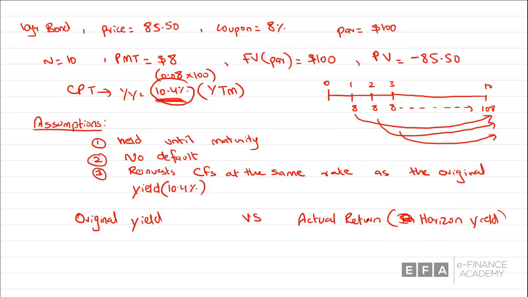Now, how do we calculate the actual return? Well, we have already calculated the original yield that the investor expects based on what we have on the first day. So how do we calculate the actual return for the long-term investor? Well, first thing we need to know when we speak about actual return, again, you may also call it horizon yield. It's a term being used in the textbook.